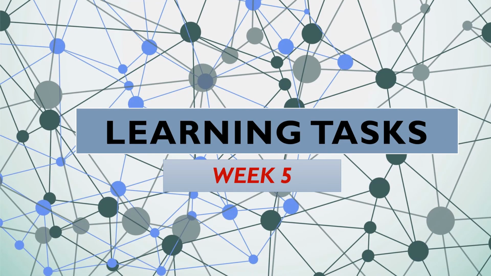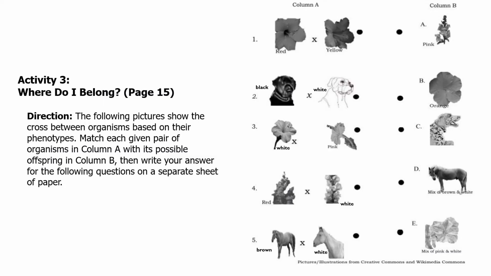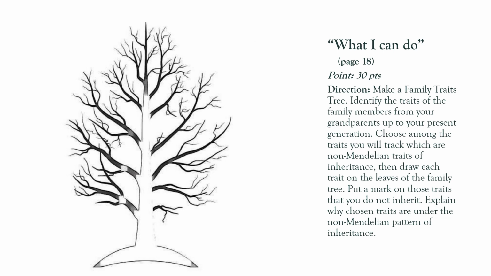For learning task for week 5, what you're going to do is to answer the following. Activity number 3, that is on page 15, what you're going to do is to match column A to column B. Those in column A are the parents, and you have to match the offspring. What will be their offspring in column B? For your performance task for week 5, you have to do what I can do on page 18.